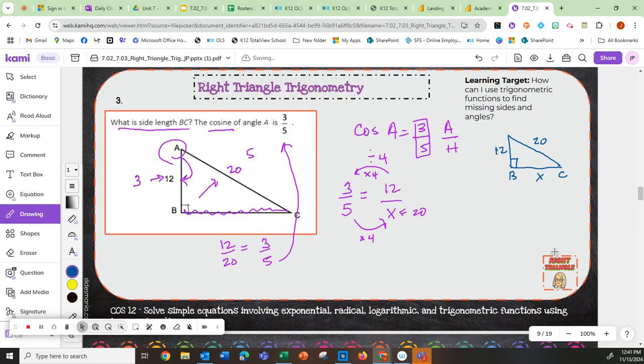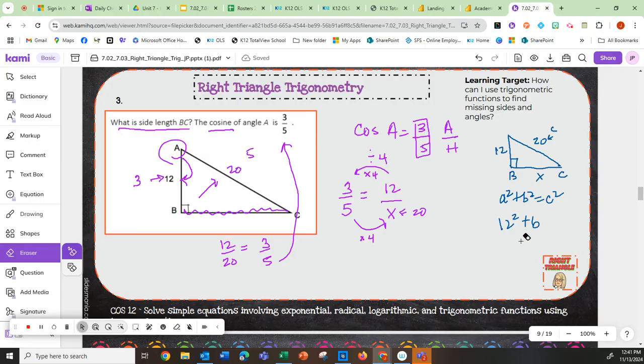So now I would just use the Pythagorean theorem. So remember, that's a squared plus b squared equals c squared. A and b are always your legs. So a and b could be 12 or x, it won't matter, but c has to be the 20, okay? C has to be 20. A or b, you can mix those up and it won't matter. So I'm going to do 12 squared plus x squared equals 20 squared.